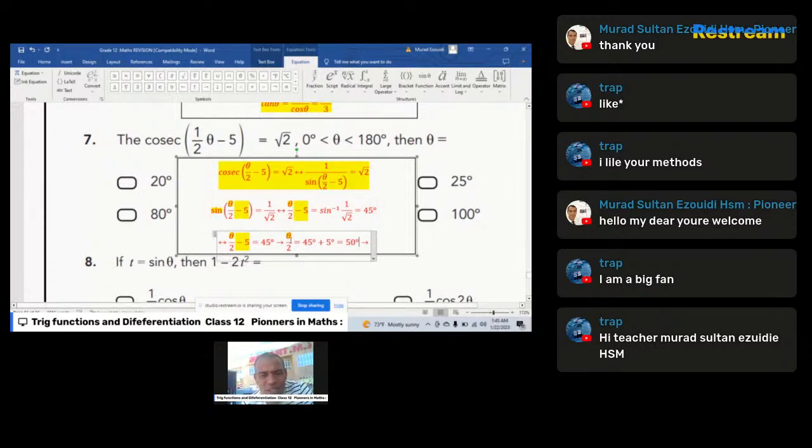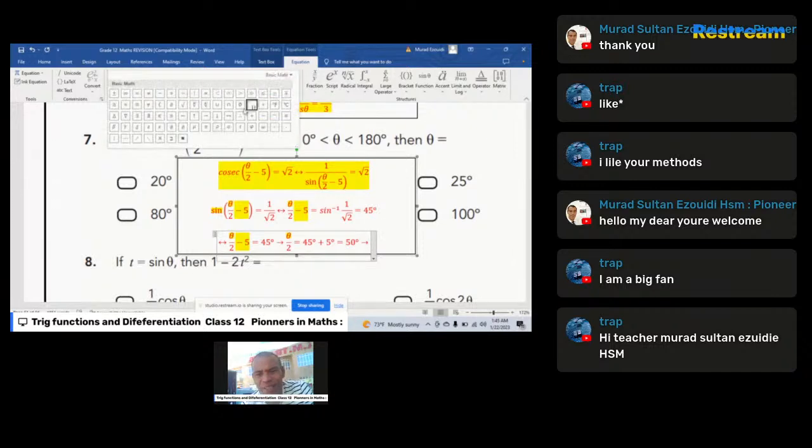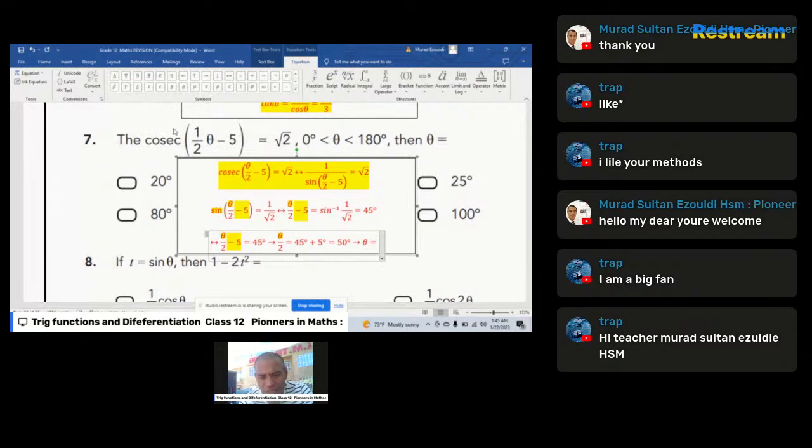But let's see, theta divided by 2. I'm looking for theta. Which angle should be divided by 2 to give 50? Half of 100 is 50. Therefore, theta, learners, in fact is equal to 100. Theta is equal to 100 degrees, and I answered the question.